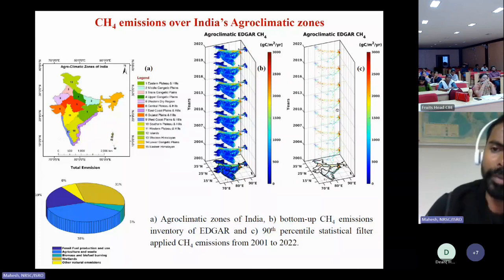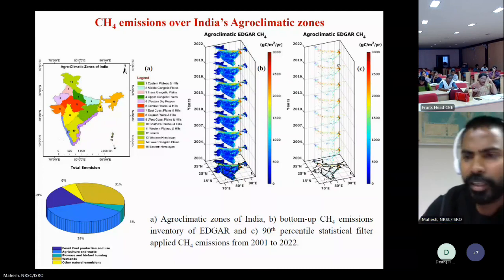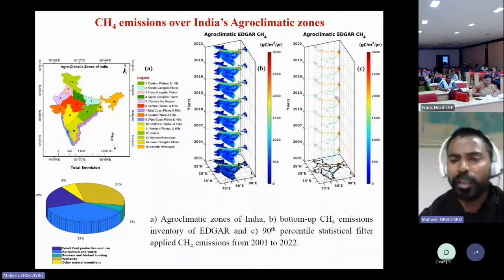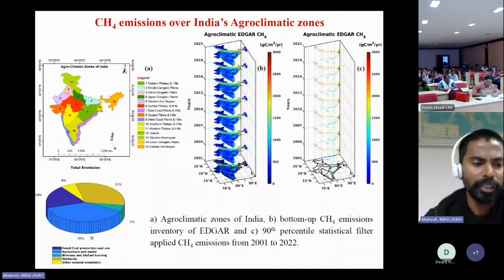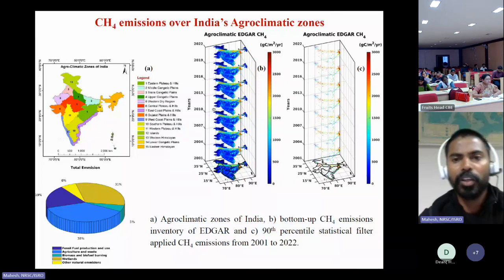So altogether, the effect from agriculture practices in this region, and also industrial activity and population density, is contributing more over 6 zones of the 15 agroclimatic zones. Like you can see here, fossil fuel production and fuel considers only 19%, but agriculture and waste together are 38% contribution, biomass burning 5%, wetlands 31%.